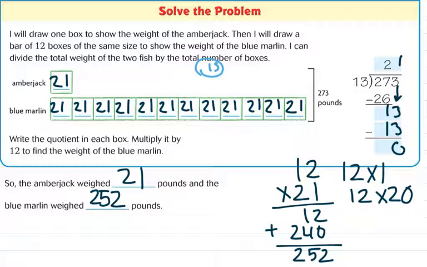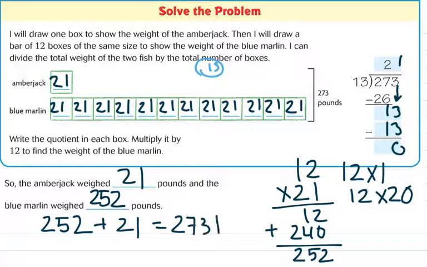If you take the weight of the blue marlin and you add it to the weight of the amberjack, it should equal 273 pounds, which is the weight of both fish together combined. And we see that it in fact does.